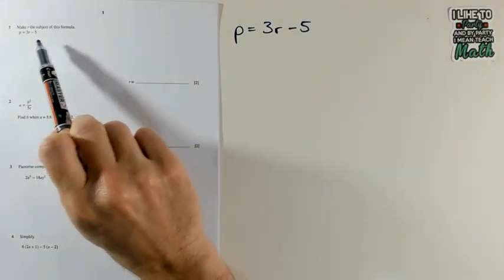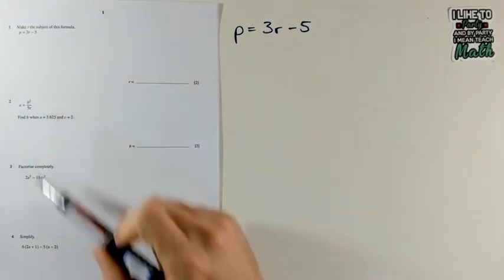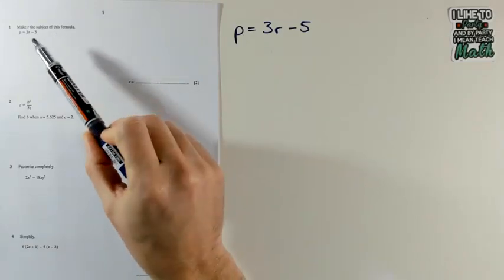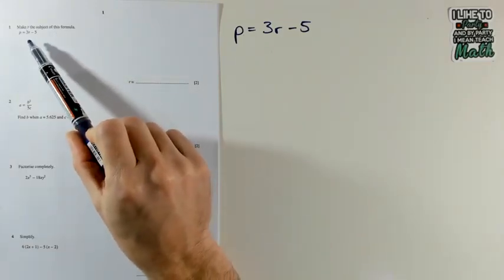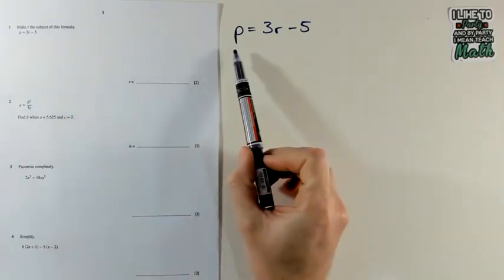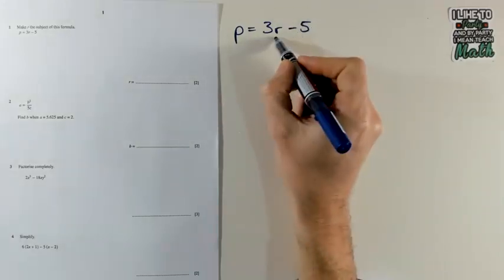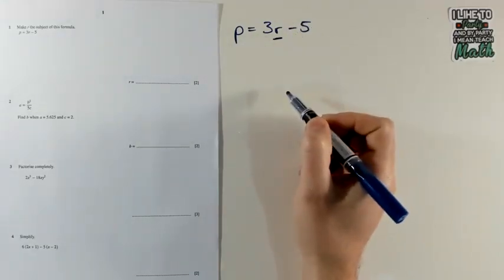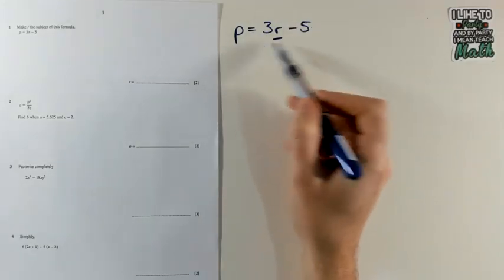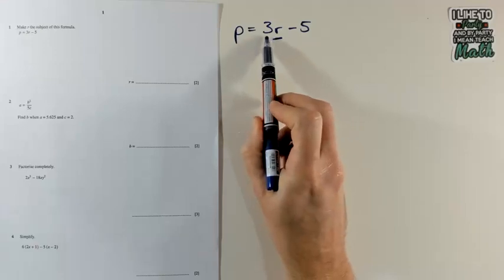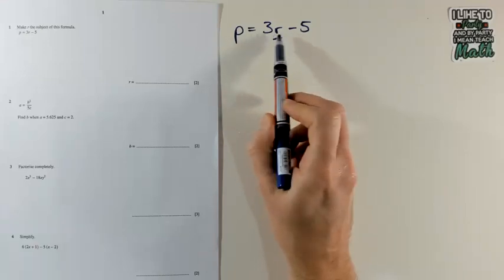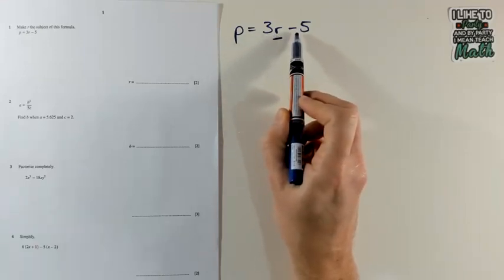I'll rewrite some of them because I know it'll be small if you're watching on a phone or something. Anyway, make R the subject of the formula. So we have this formula. We want R as our subject, so R has to be alone. Lots of stuff is happening with R. R is being multiplied by 3, but then 5 is also subtracted.